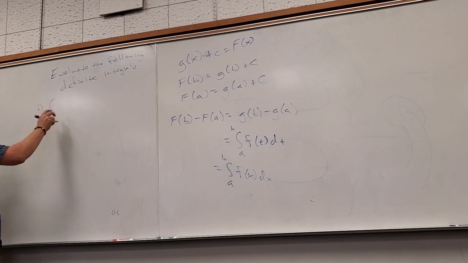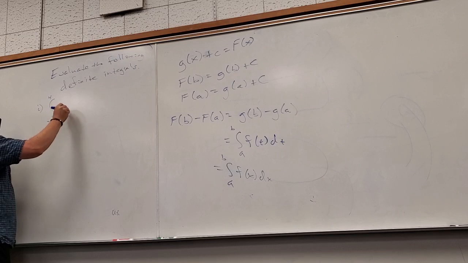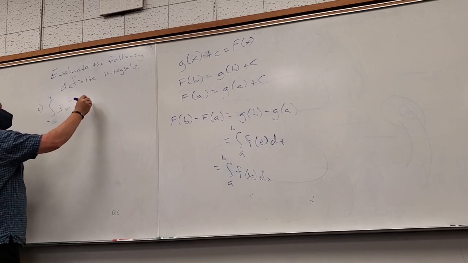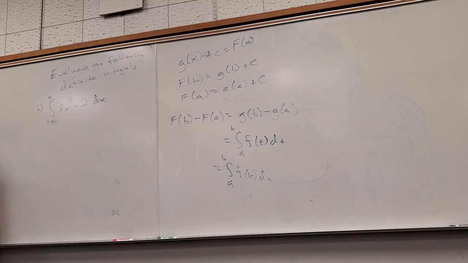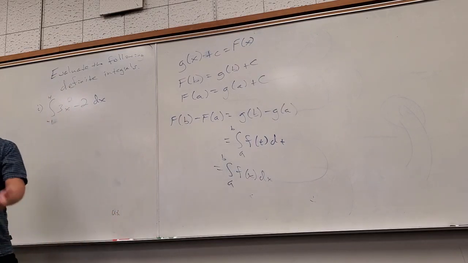No, it's not. We already did that. The integral from -1 to 4 of 3x squared minus 2. What's little f in this problem? Little f of x. This guy, right? That's little f. So now what's big F?